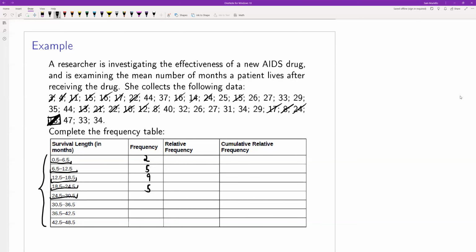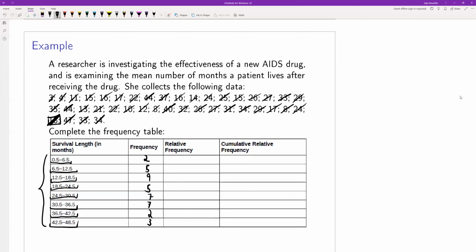Next, up to 30 will be the highest. 1, 2, 3, 4, 5, 6, 7. 36 will be the highest. 1, 2, 3, 4, 5, 6, 7. 42 will be the highest. 1, 2. And then 48 will be the highest. 1, 2, 3. We can check and look to make sure we haven't missed any data, that every number got crossed out. It looks like we are good.